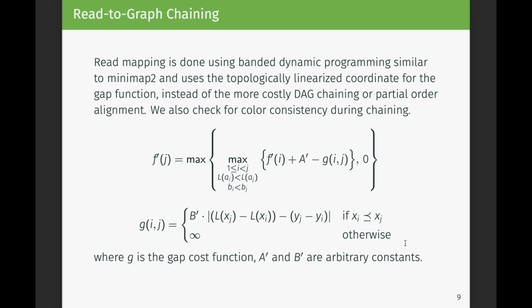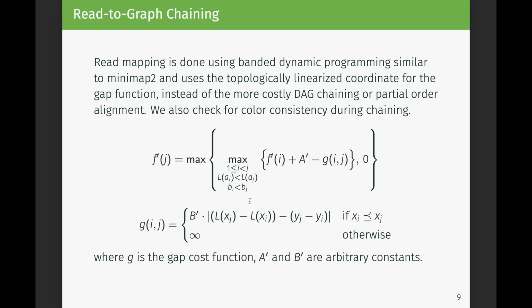As to read mapping, it is done using banded dynamic programming similar to other software like Minimap2, and uses topological linearized coordinates for the gap function instead of the more costly DAG chaining or partial order alignment. We also check for color consistency during chaining. Below here is our objective function that we're trying to maximize. As you can see, it's a dynamic programming recurrence equation. Here A and B are scaling factors that can be arbitrary, and they're optimized later and chosen to be optimal values.